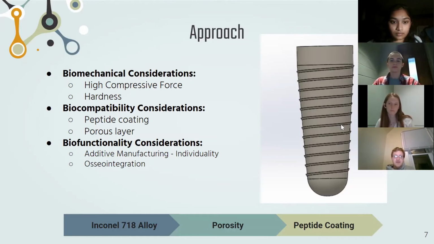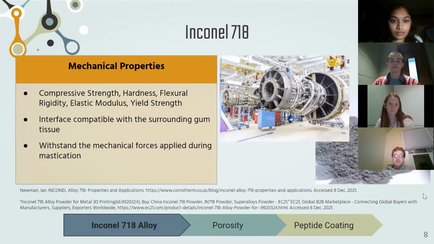Our group has decided to utilize Inconel 718 because, compared to the gold standard, its mechanical properties improve upon the current device and promote increased osseointegration. Inconel 718 has a higher compressive strength than the current gold standard, with a strength of 1.5 megapascals compared to 0.8 megapascals.